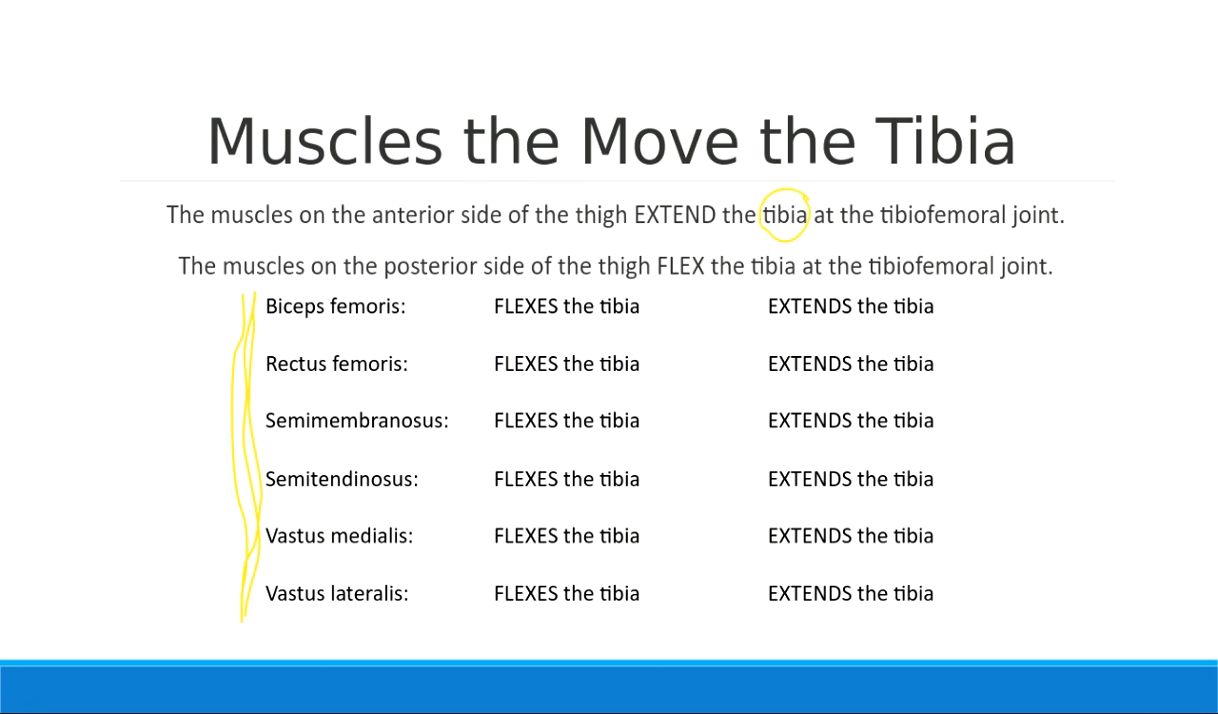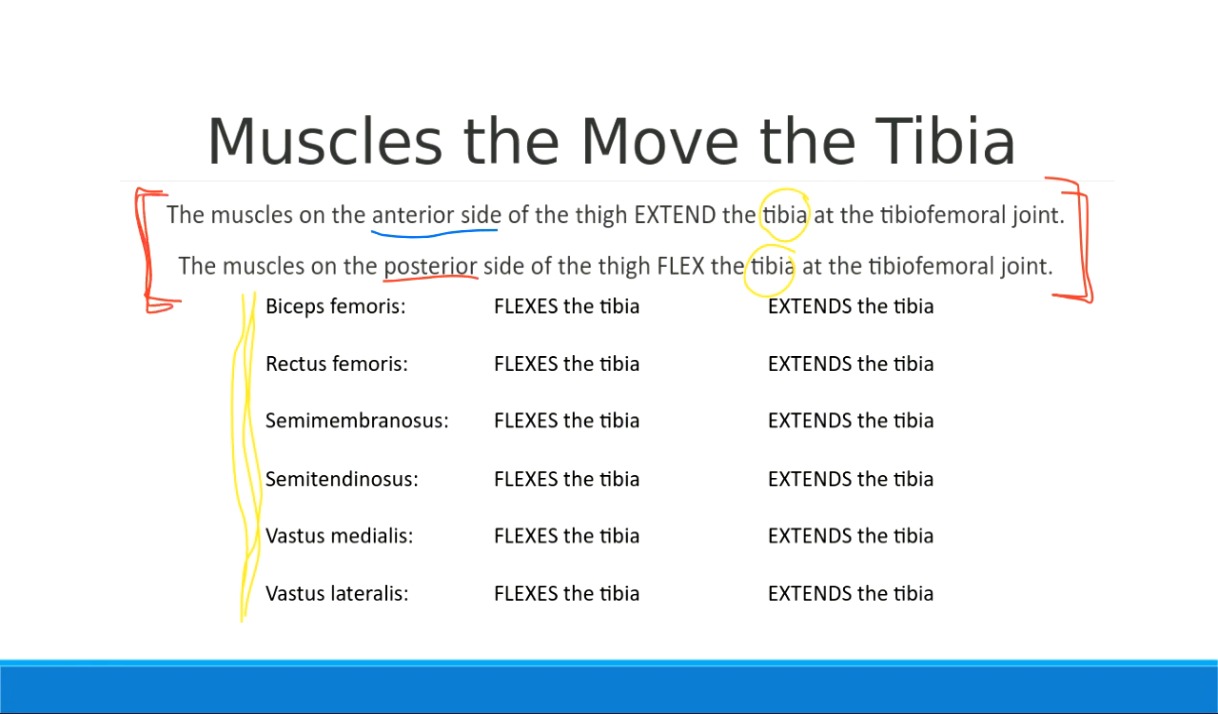So in your general rule now, I want you to underline, highlight, star tibia. And we're going to do just like we did before. We're going to identify anterior and we're going to identify posterior to help us out with this flexion and extension stuff. Now, let's make a note next to our rule here. Here's the note that I want you to write down next to your rule here.